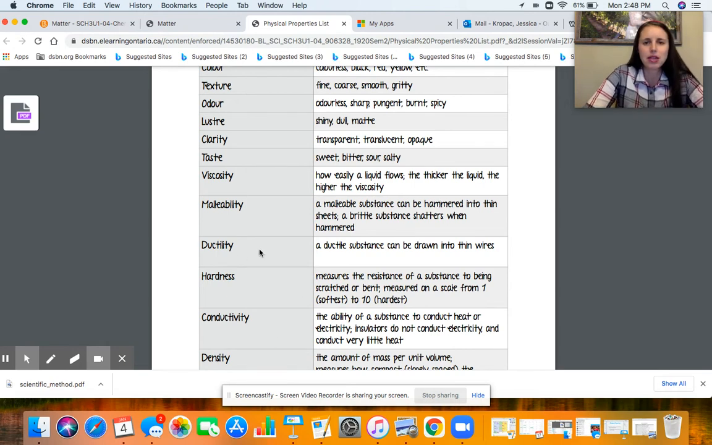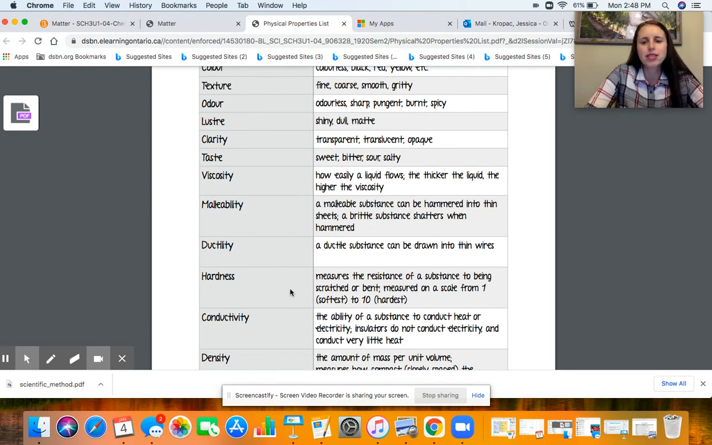Ductility is the ability to pull something into a wire. This applies to metals. Metals that typically would make up wires would be things like copper wiring. Nickel can also be something that's got ductility.